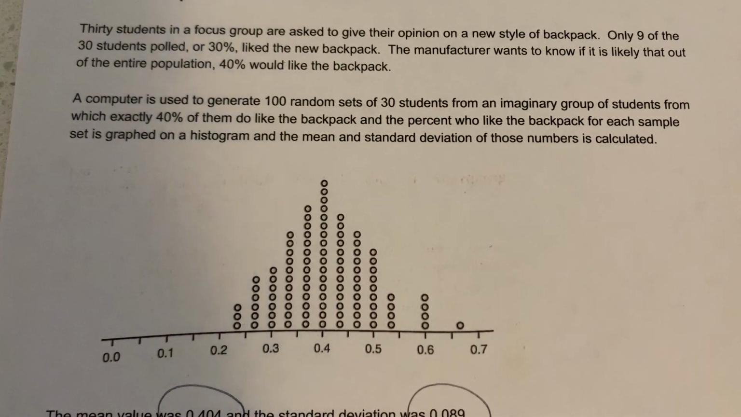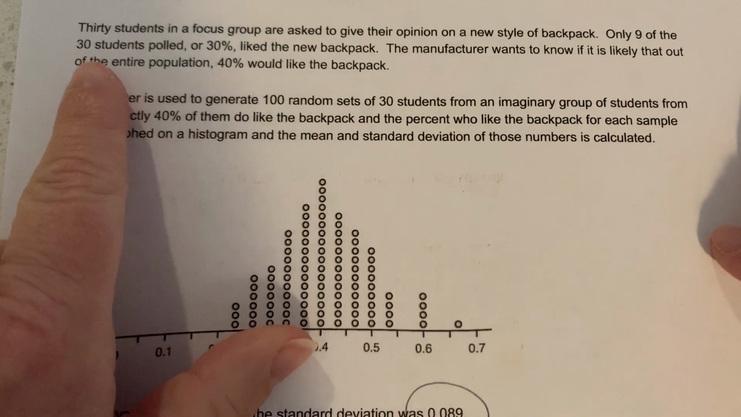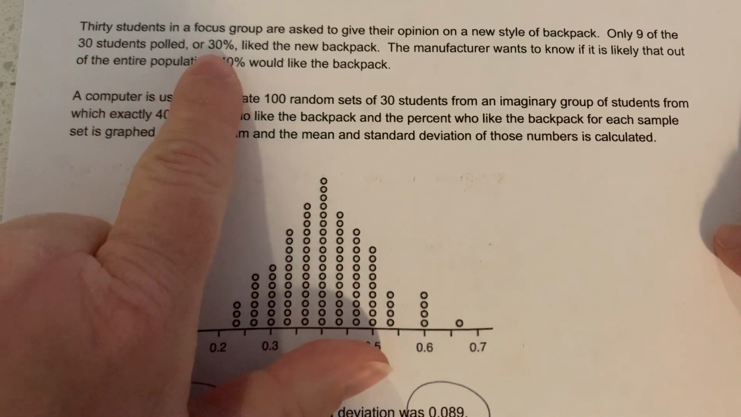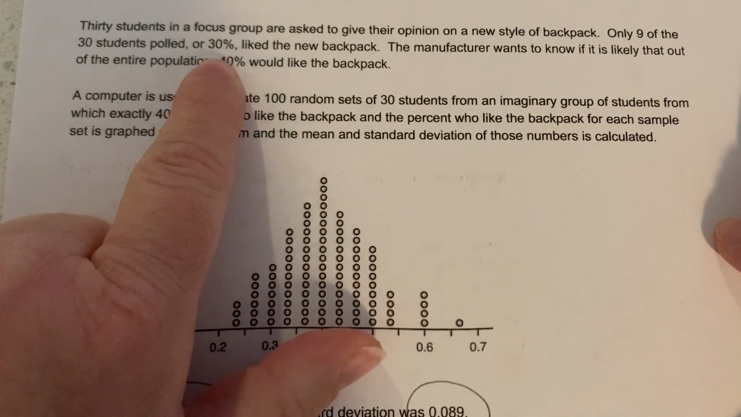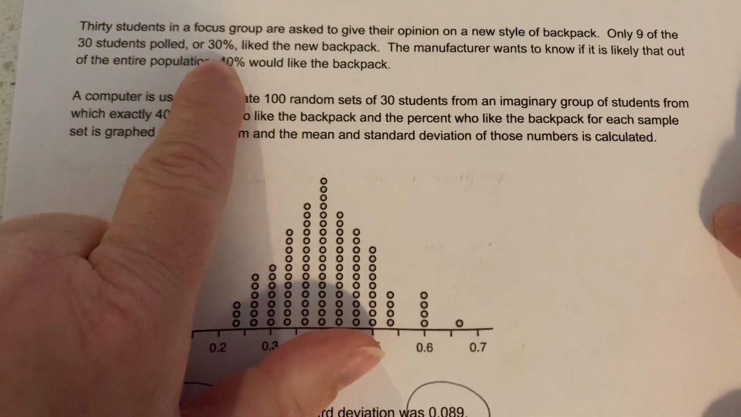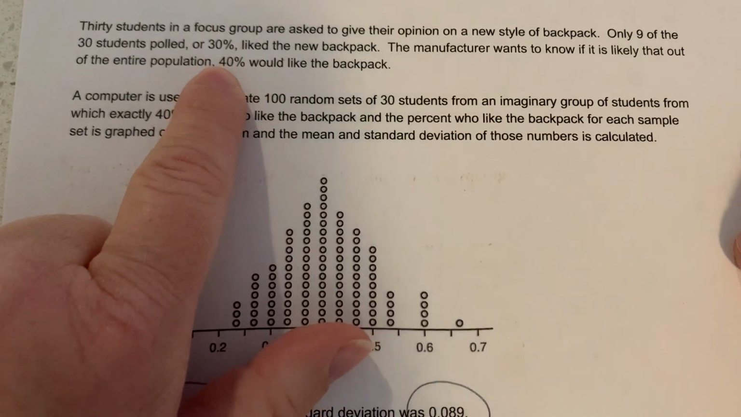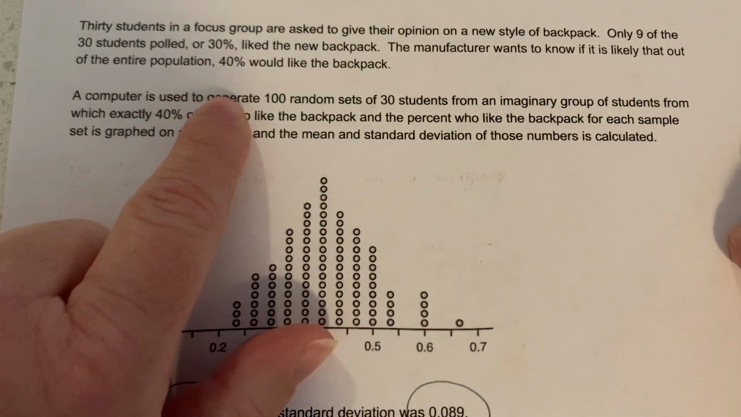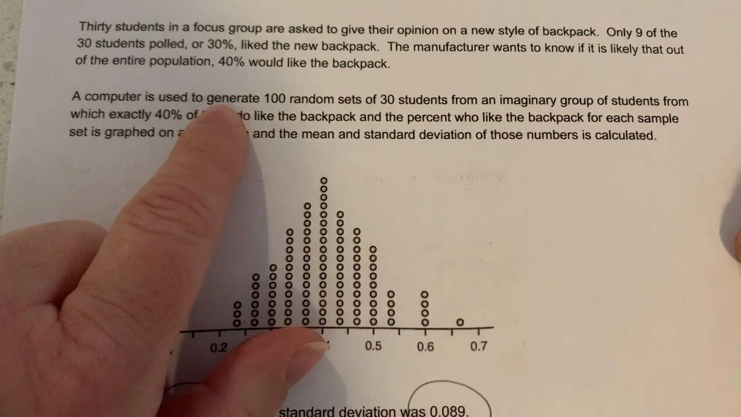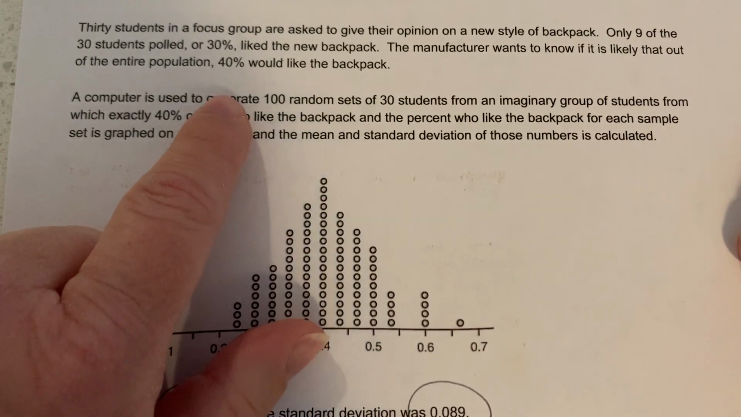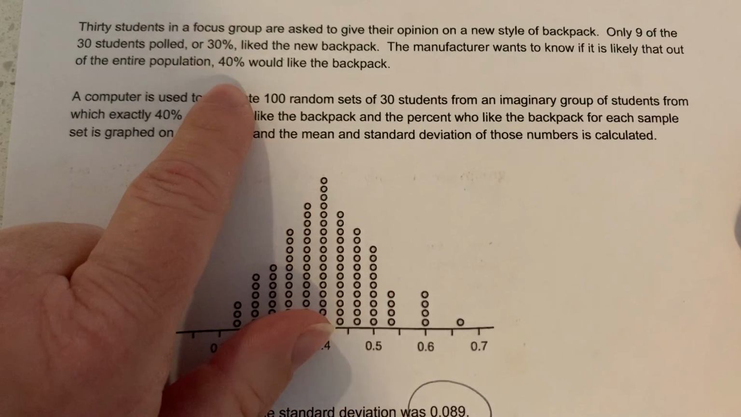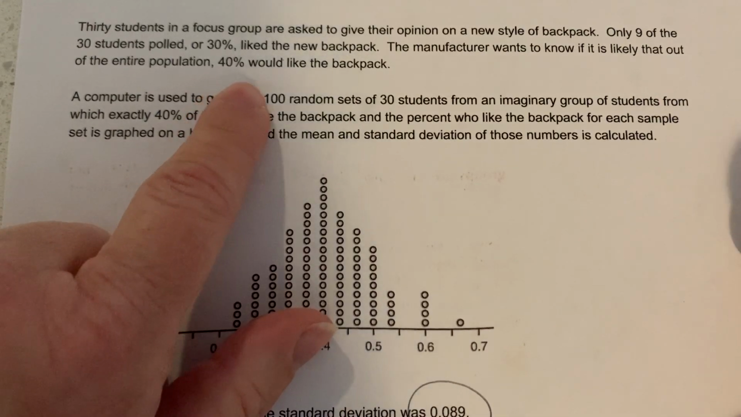Well, out of the 30 students in the focus group, only 9 said they liked it. So when you divide 9 by 30 on a calculator, you get about 30%. So out of the focus group, only about 30% of the students actually liked the new backpack. But the manufacturer wanted to know, well, is it possible that in the entire population, is it likely that maybe 40% would like the backpack? Because that's important, because you want to be able to sell.